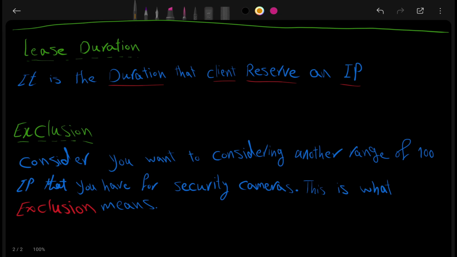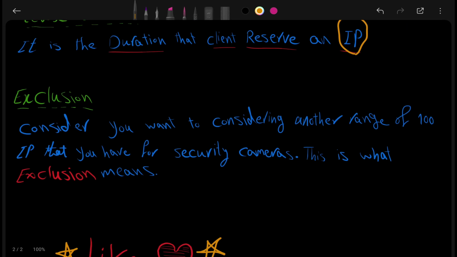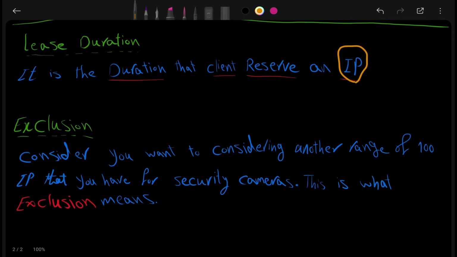Okay, the next one is lease duration. It's the duration that a client reserves an IP, as I wrote here. Okay, the last thing is exclusion. Consider you want another range of 100 IPs that you have for security cameras. This is what exclusion means. You can exclude a range of IPs from the IPs that you have.